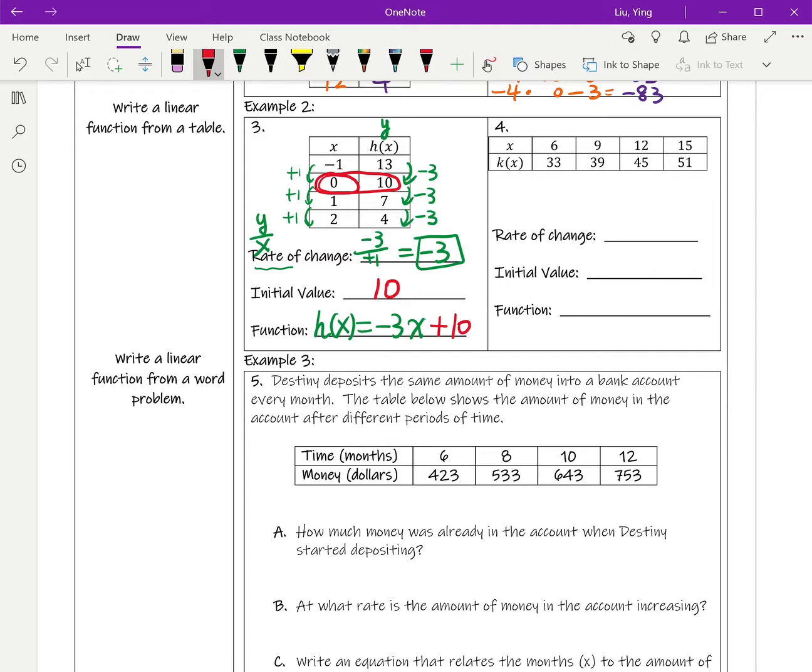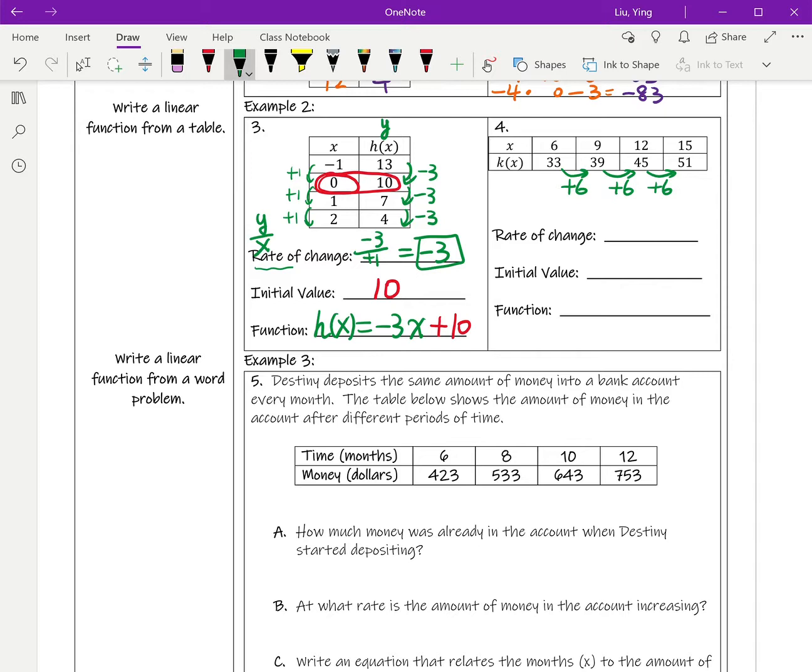So on another example, we see a different table. It goes sideways, but it's the same procedure. So we first want to find the rate of change. So notice the k of x values is going by adding 6 each time consistently.